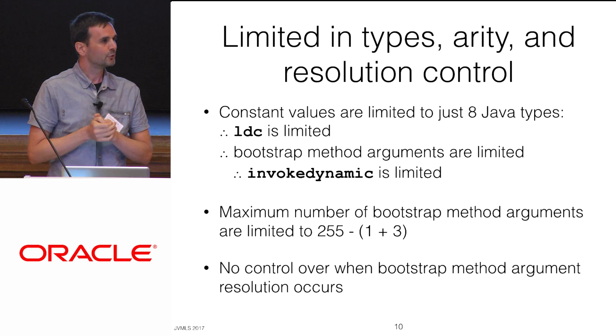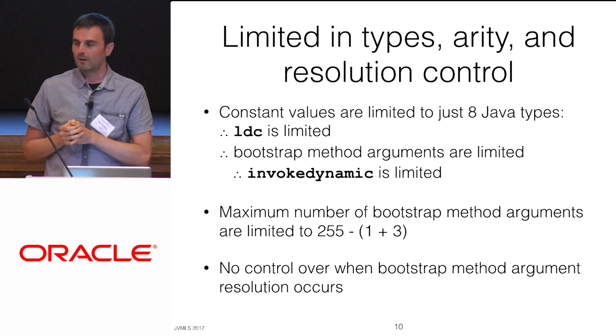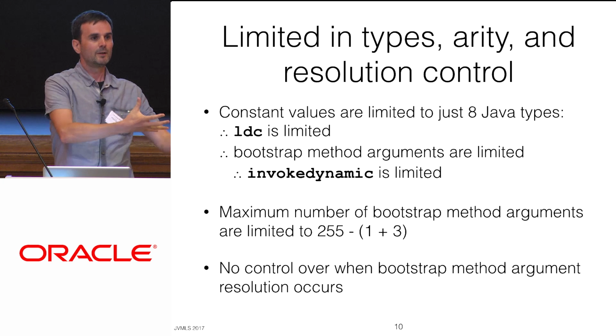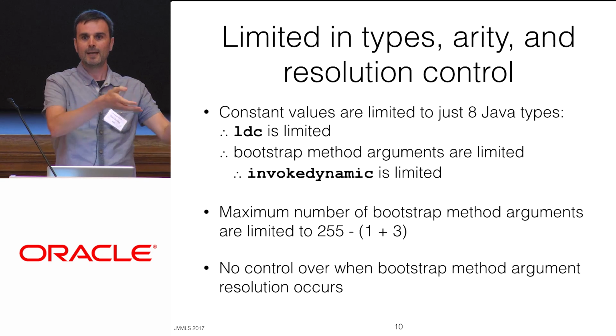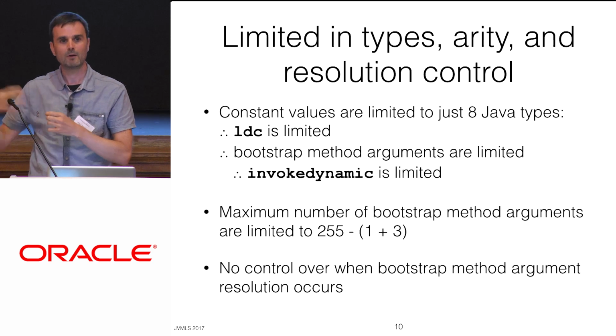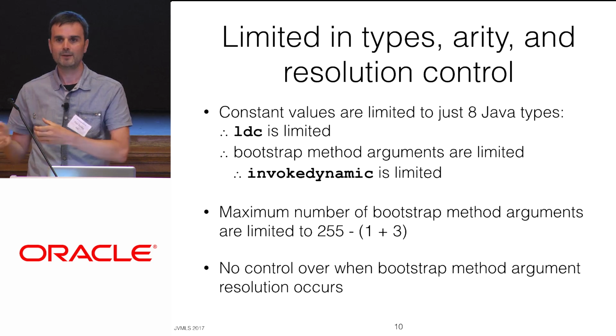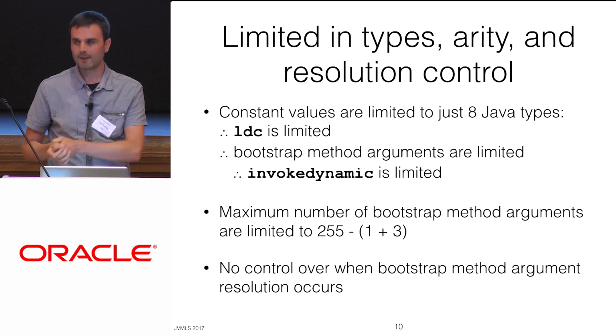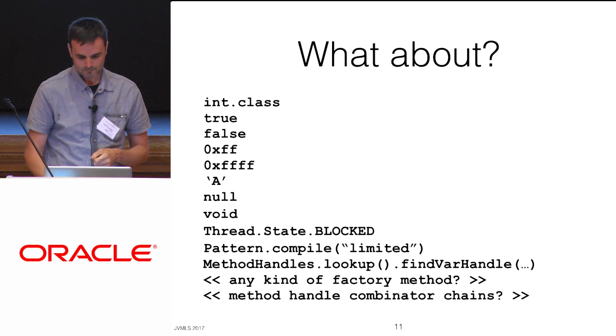And also note there's no control over resolution of your Bootstrap method arguments here. When you get called, all stuff is resolved or it's an error. You have no control to say, I want to control the resolution of these things later on and control the way I do the error. You don't get a choice there as well. So it's pretty limited in terms of types, arity, and resolution control.